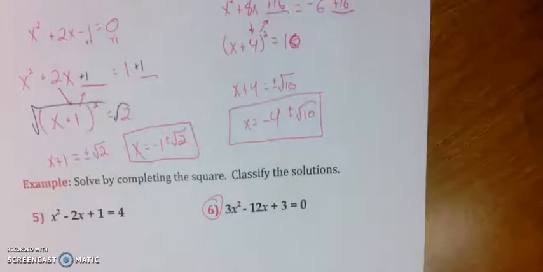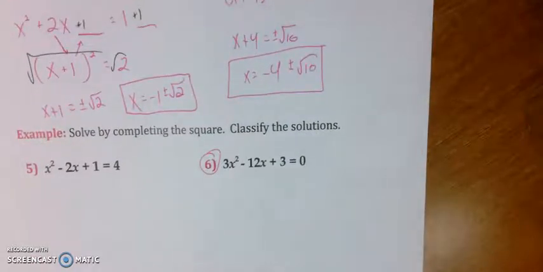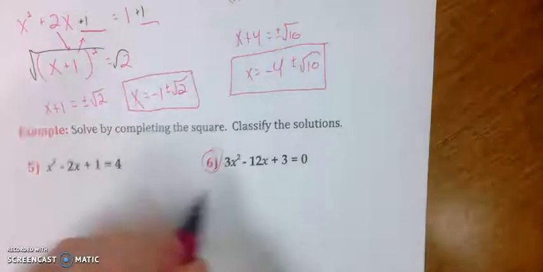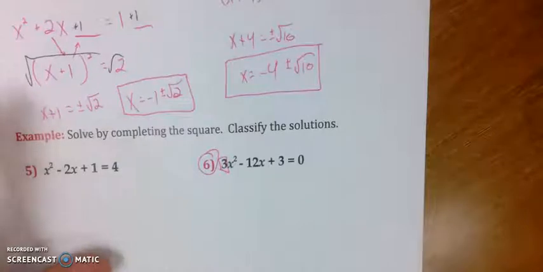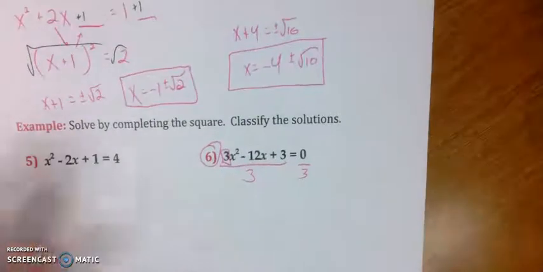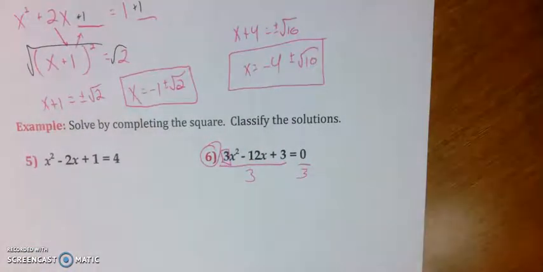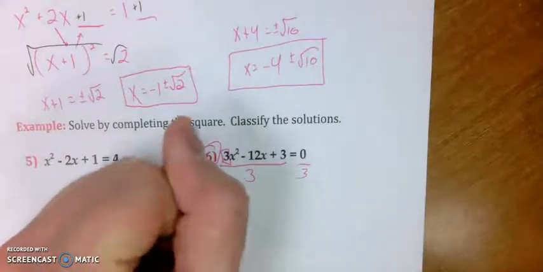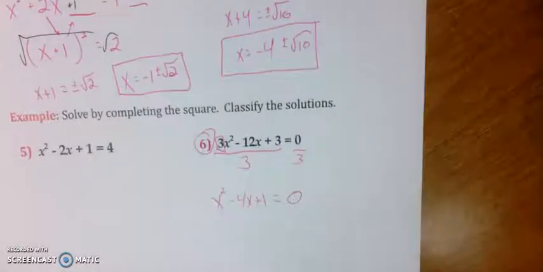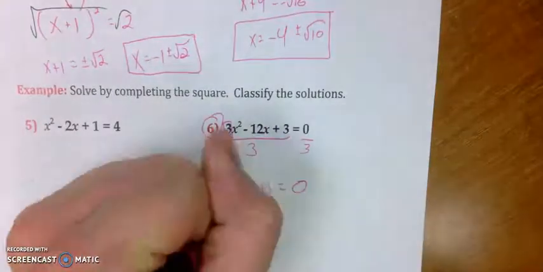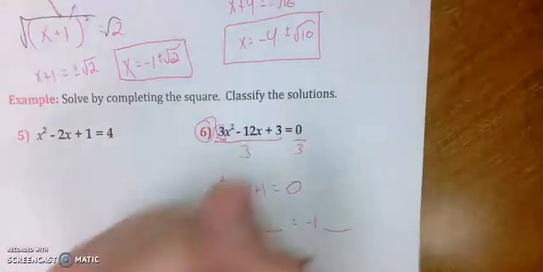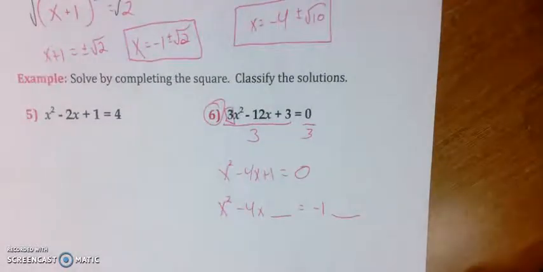All right, last and final one in the interest of time we will do is number 6 here. So number 6, first thing, I'm seeing a 3 attached to this. I don't really like that. So I'm going to divide everything by 3 on both sides. Basically, I'm factoring that out, and I get to divide it off of the other side as well. So this is really x squared minus 4x plus 1 equals 0. I want to keep anything that has an x on the left side and kick the constant term over to the right side. And then I'm going to draw in my little blank spots here.